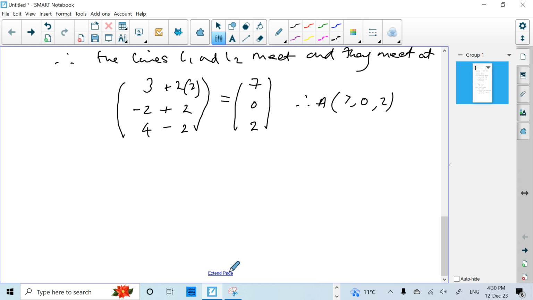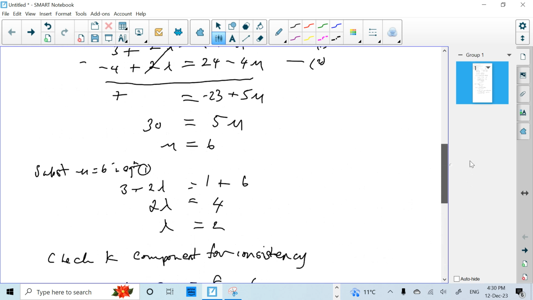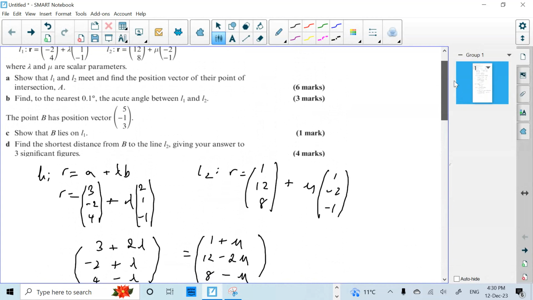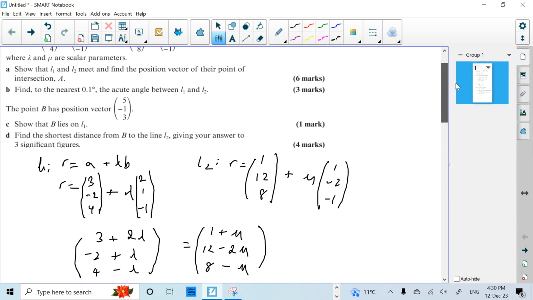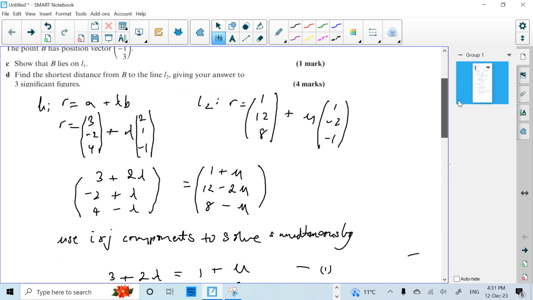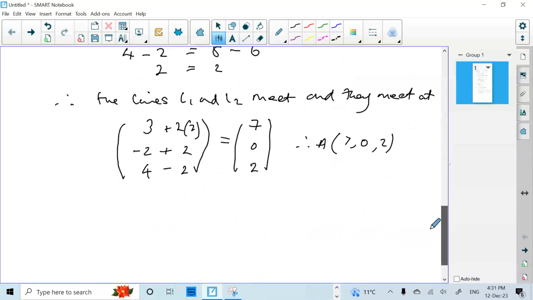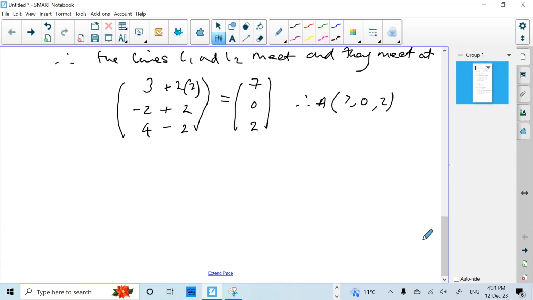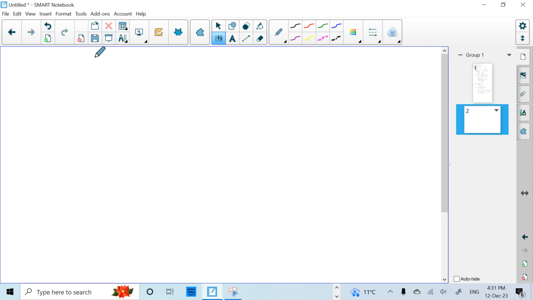Now part B, if we need to go back perhaps to have a look. Let's have a look at part B. What's the requirements of the question? Find to the nearest 0.1 degree the acute angle between L1 and L2, for 3 marks. So let's go on to part B. Or maybe I should use a new page. Yes, instead of scrolling down all the time, let's go to a new page.